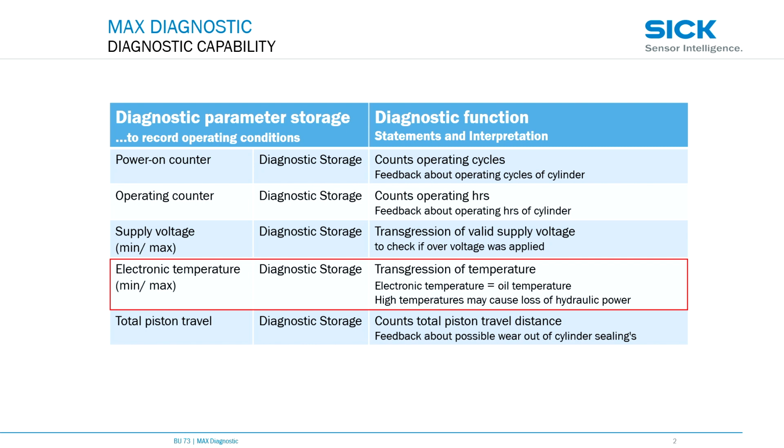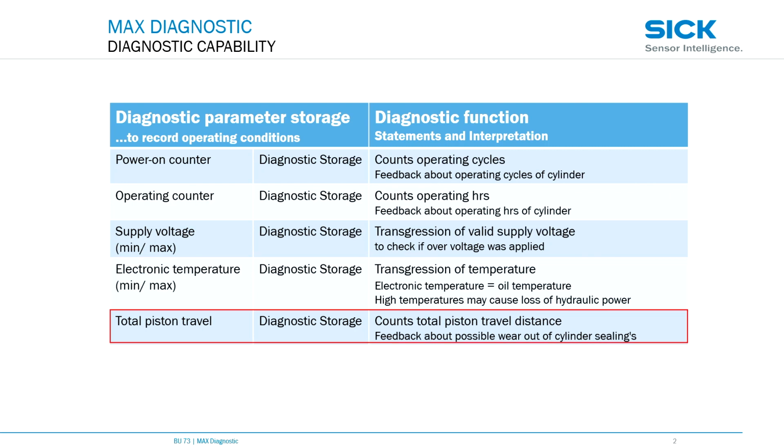And we have the electronic device temperature. This can give you an indication of the oil temperature inside the hydraulic cylinder. Finally, we have the total piston travel, which measures the total traveled distance of the hydraulic cylinder. This is the information you get in meters. Perfect. That's the diagnostic data.